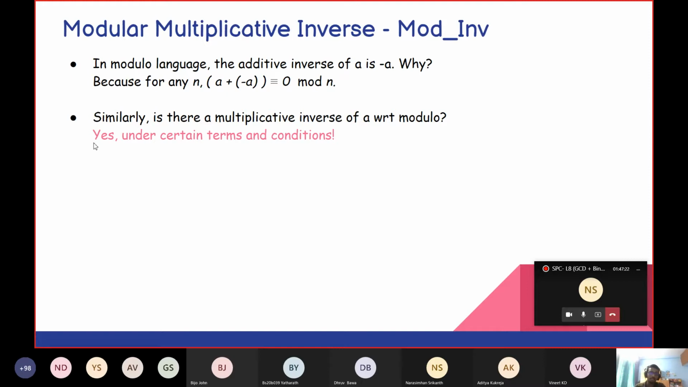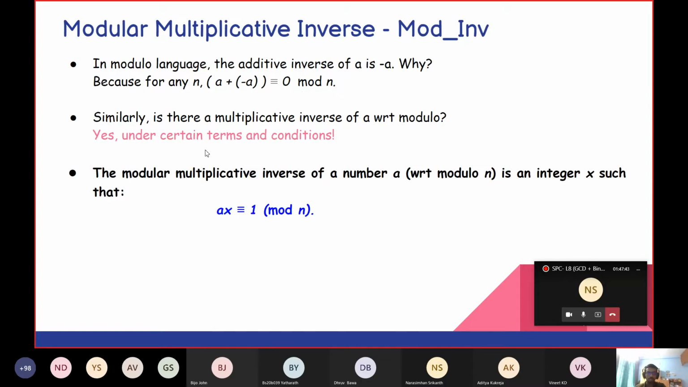There is, but not for all numbers, under some conditions on a and n. So we do have a multiplicative inverse. What the multiplicative inverse will be is a number x such that ax is congruent to 1 mod n. Instead of the product being 1, the remainder it gives when divided by n should be 1. So this is the modular multiplicative inverse of a number a with respect to modulo n.